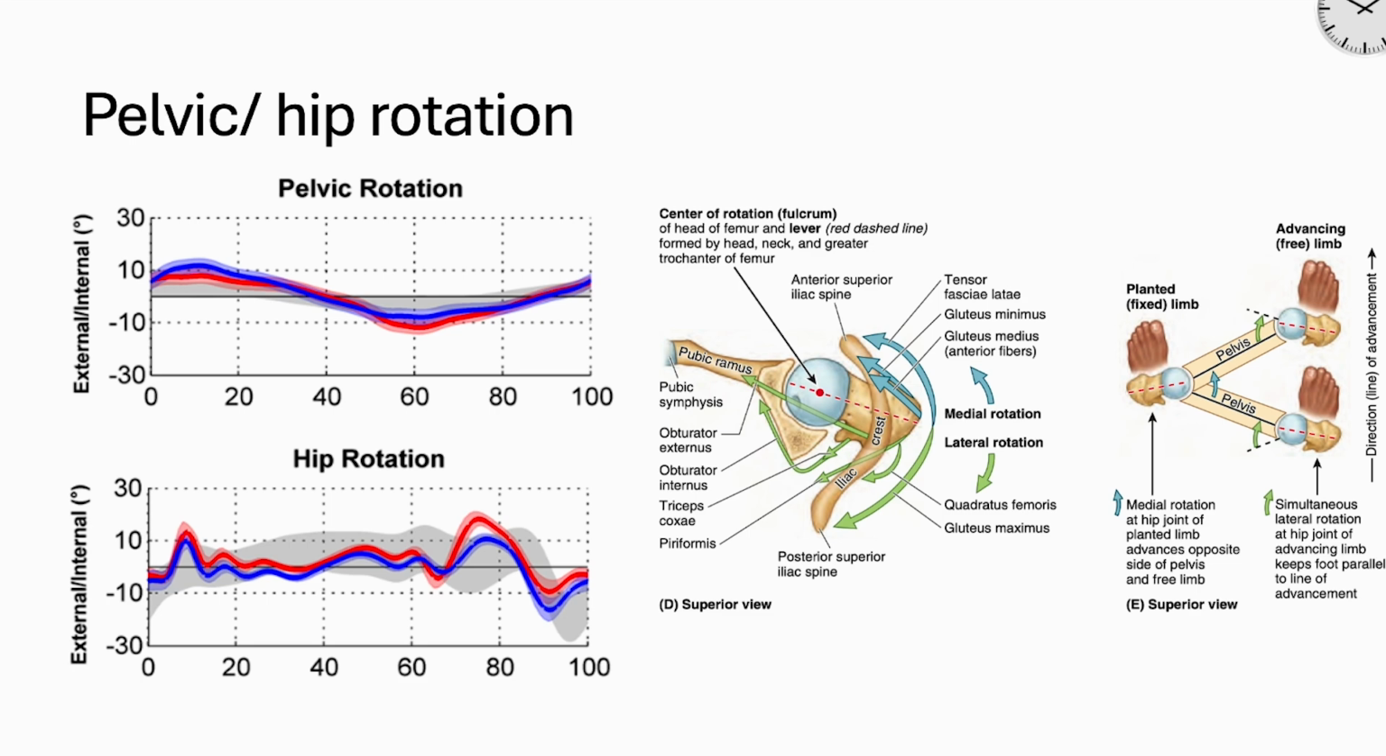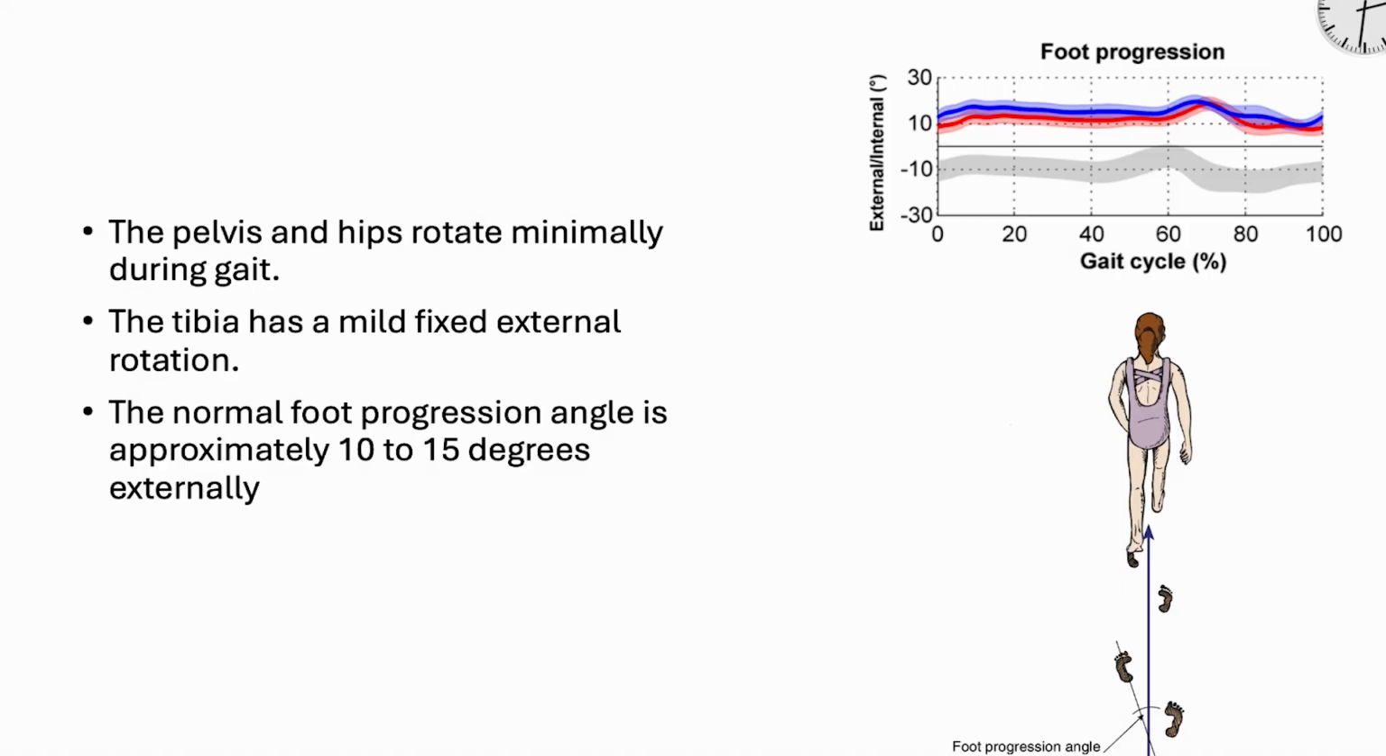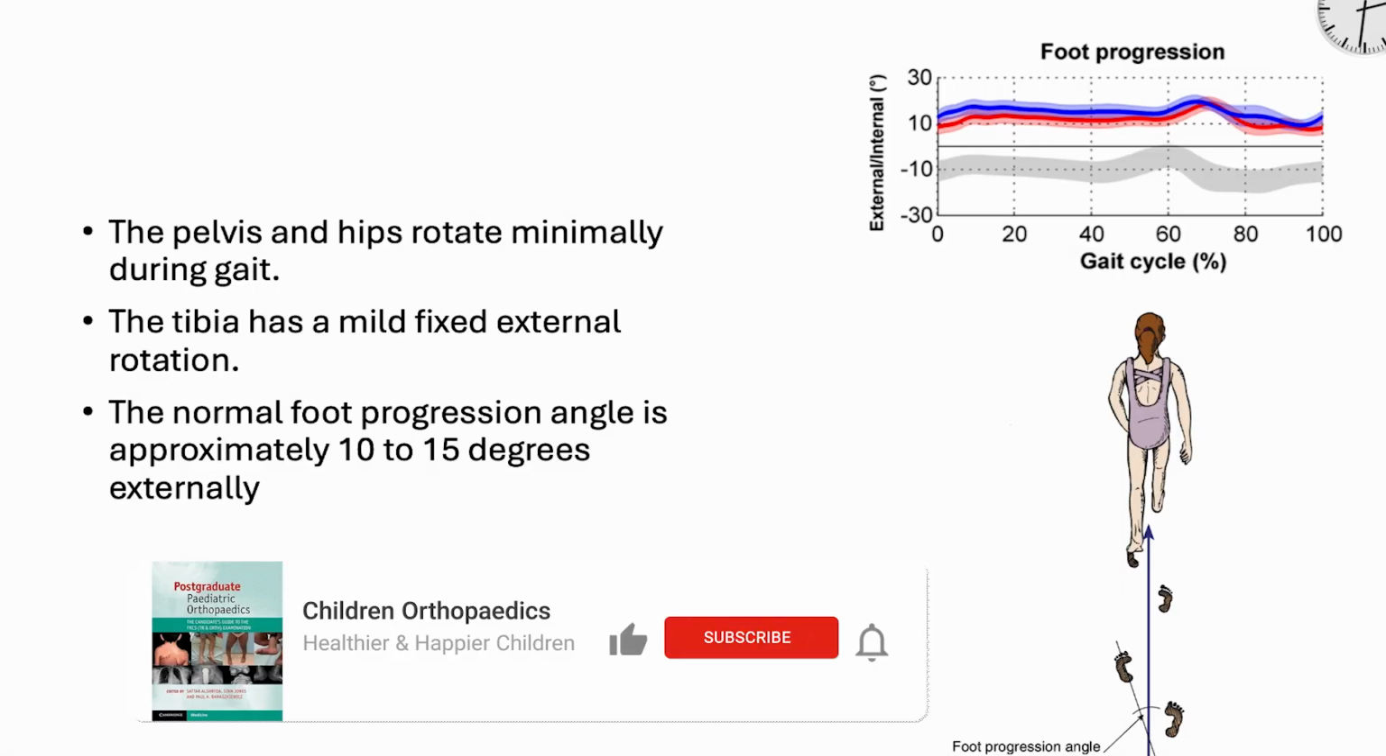Pelvis and hips. Minimal transverse plane rotation occurs during gait. Forward pelvic rotation is coupled with internal rotation of the stance hip. Backward pelvic rotation is coupled with external rotation of the swing hip. Foot progression angle. The tibia has mild external rotation with a normal foot progression angle of approximately 10 to 15 degrees externally.